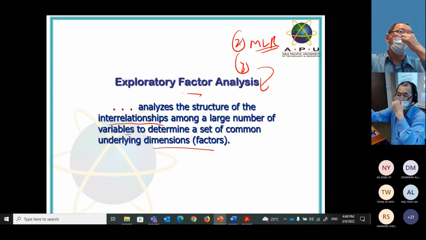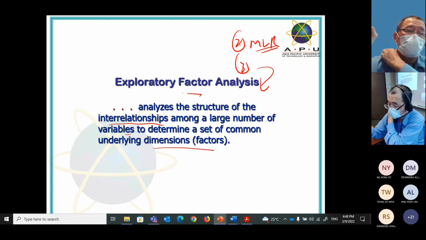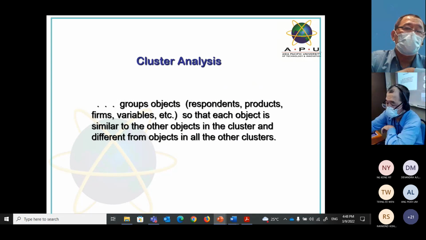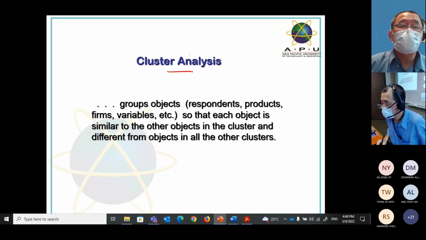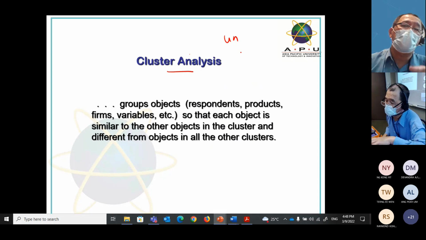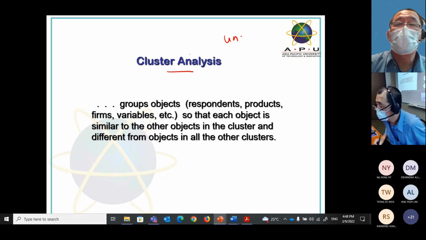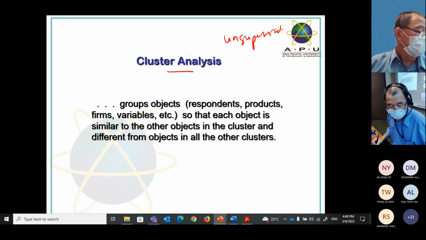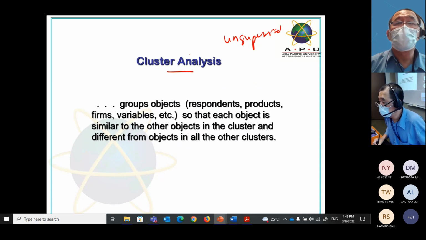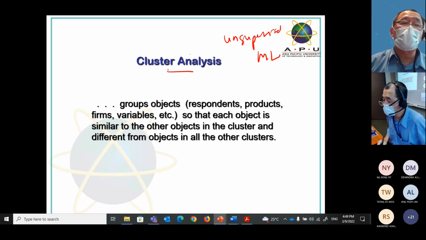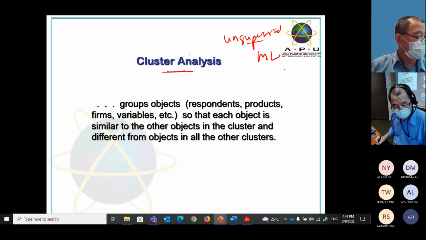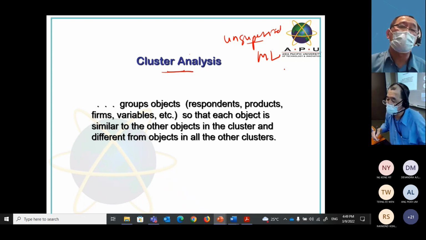So this is EFA, factor analysis. This one also we focus in more detail. And as I mentioned just now, this is one of the examples under the unsupervised. I know you will learn a lot in machine learning. This is one of the examples under unsupervised machine learning. Because the group is unknown.